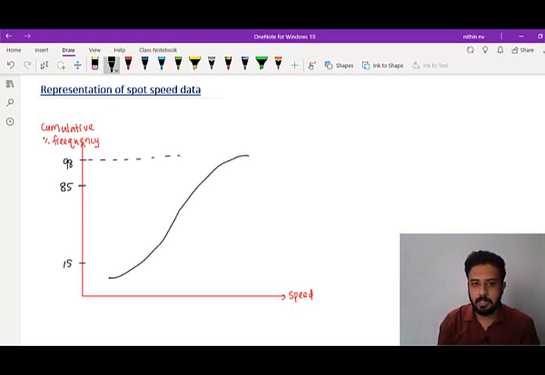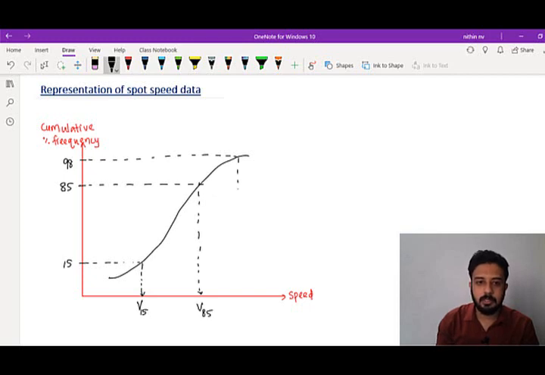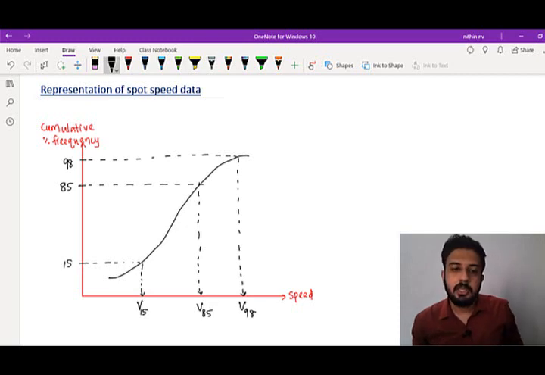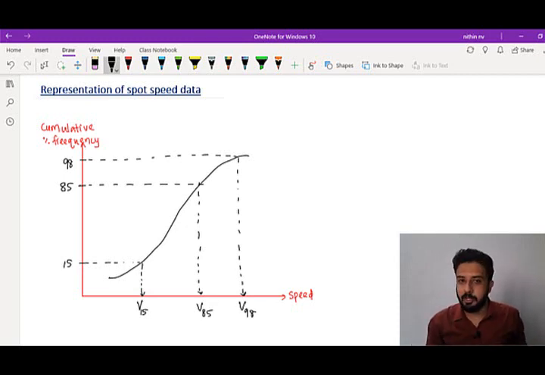So corresponding to 98, we will get a value here. Corresponding to 85, corresponding to 15. So we can just check what that value is. I'm just putting it corresponding to 15. Here if you check, we will get a value corresponding to 85. Here if you check, the value corresponds to 98. I am representing it as V98. So these three values are very important for us.